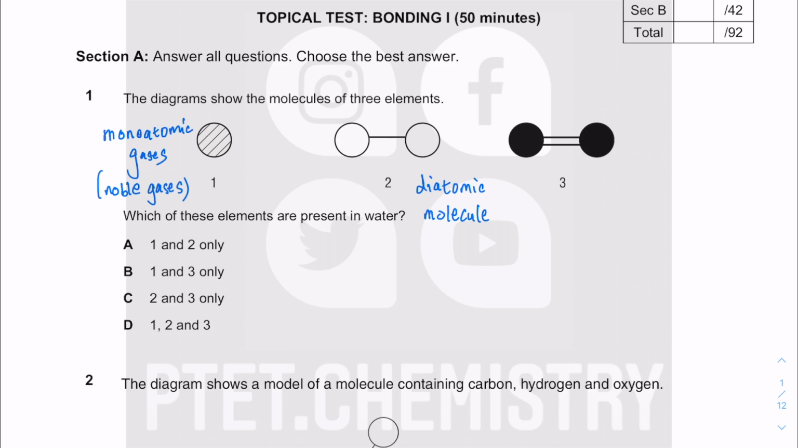So which of these elements are present in water? Water is a case study as part of your structure and bonding under covalent bonding. So we are looking at oxygen gas and hydrogen gas, where they exist as diatomic molecules as an element. Both of these exist as diatomic molecules as an element. So we're looking at 2 and 3 and not the noble gases. So 2 and 3 will be option C there.